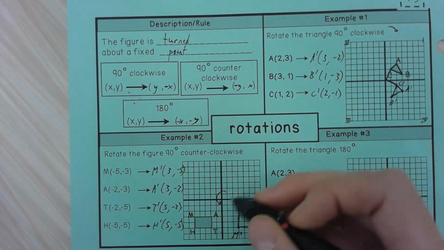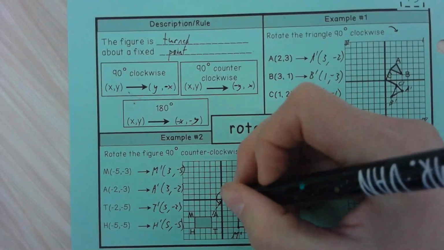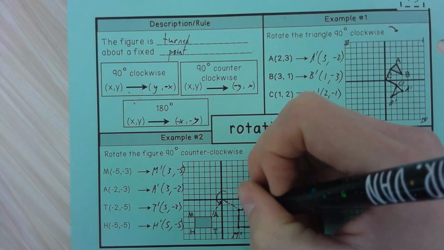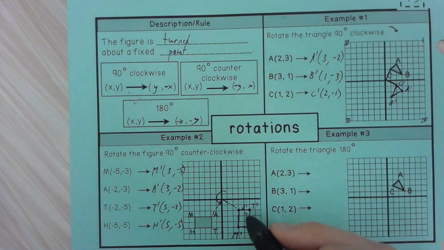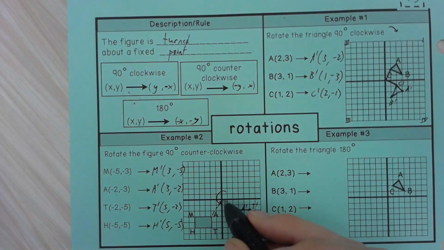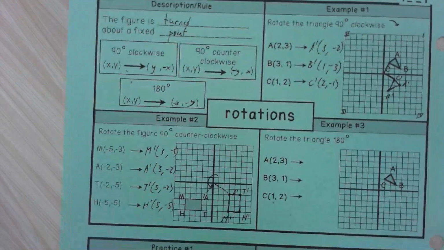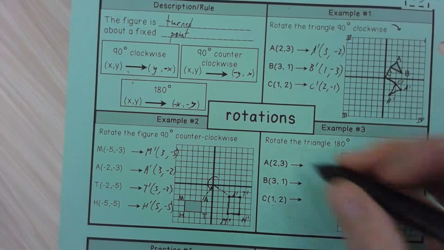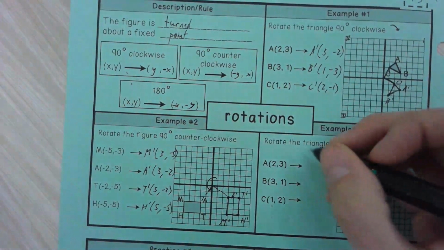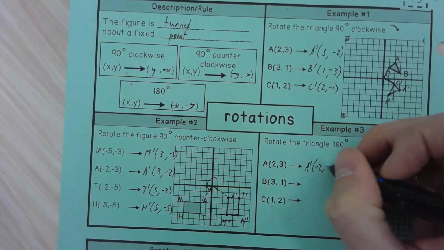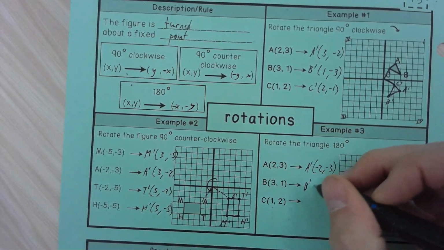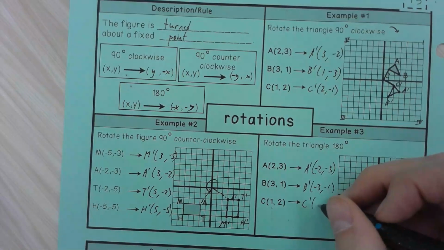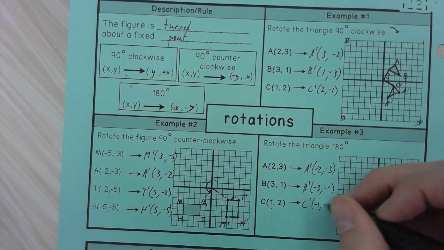Since we're rotating around this point, if you connect any point in the pre-image with the point of rotation, and connect its corresponding image with the point of rotation, notice they form that 90-degree angle. To rotate 180 degrees, rotating that same figure 180 degrees, we're just going to make both x and y negative. So A prime is at -2, -3. B prime at -3, -1. C prime at -1, -2.